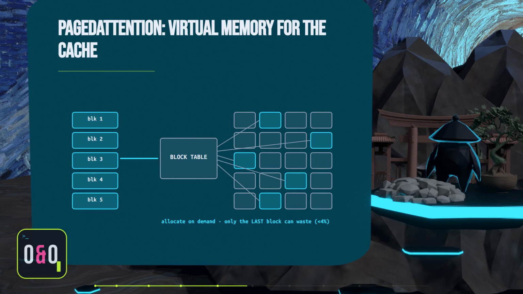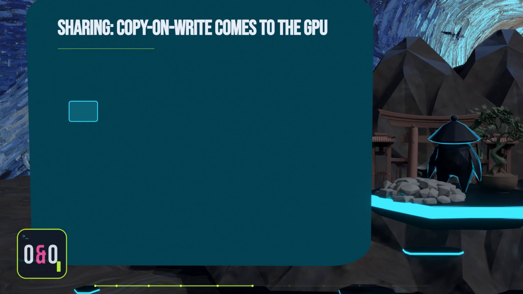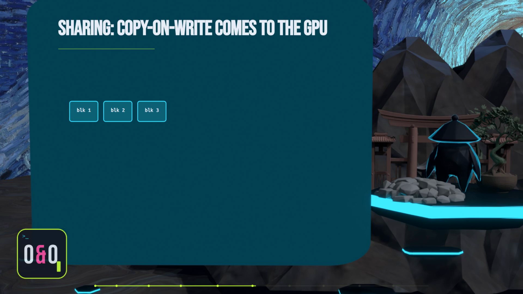But the block table turns out to be more than a defragmenter. Once the map and the memory are separate things, two sequences can share the same physical blocks. Why would you want that? Consider what products actually do. Parallel sampling: generate three candidate answers from one prompt and let the user pick. Beam search: keep several continuations alive, extending the best.